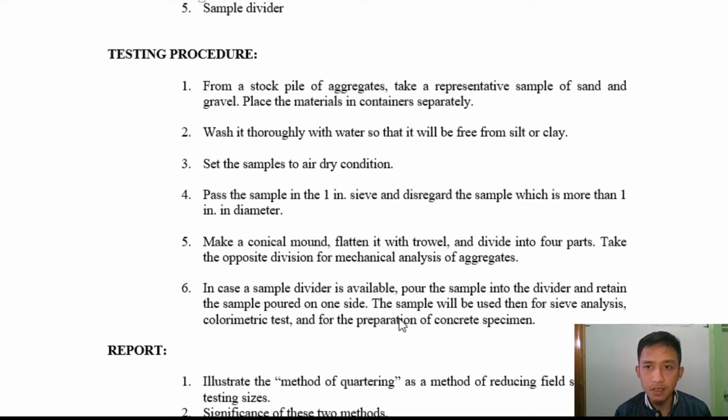That means that is what you're going to use as a sample to be tested for mechanical properties. Again, in the next video, that is what I did. However, I did not use the mechanical splitter or the sample splitter, since that is simple, all you need to do is pour, and that will segregate. But for manual, that is your quartering. Mount that one into conical shape, flatten that one, divide it into 4, and get the 2 opposite quarters. That is how we will reduce into sample size.